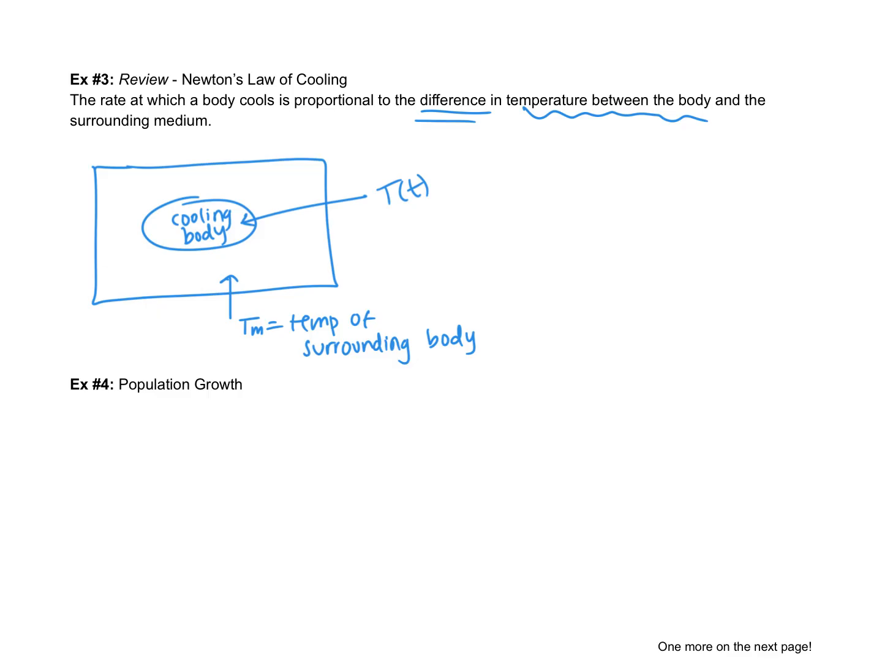Okay, so the rate at which the body cools, rate, that's a derivative. So that is the derivative of the temperature of the body at time t is proportional to the difference between the temperature of the body and the surrounding medium. And so that should look familiar. You've seen that before. We don't have enough information in this case to write any initial conditions.